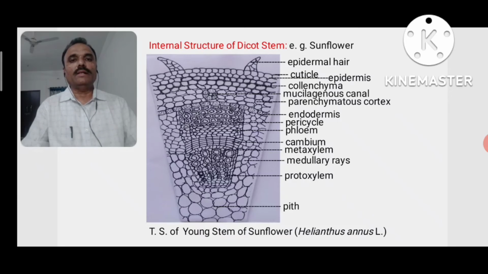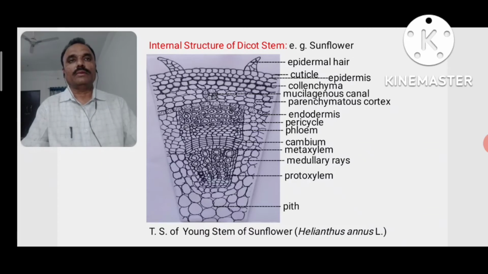Epidermis. It is a outermost single layer composed of compactly arranged parenchymatous cells. The outer wall of the epidermis is cutinized. A large number of multicellular epidermal hairs and sometimes a few stomata are found on the epidermis.